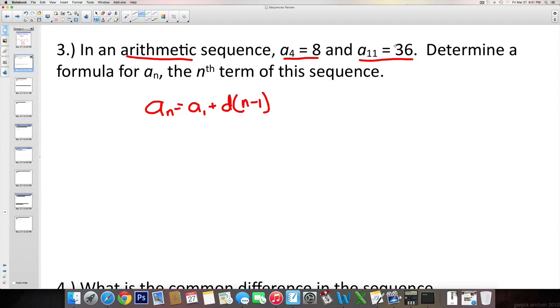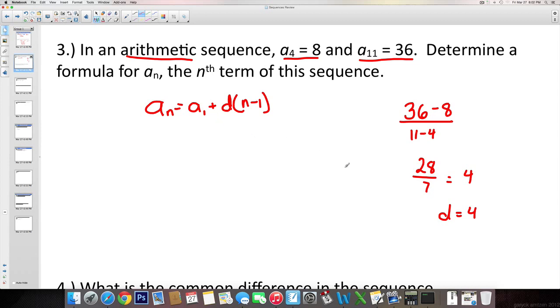So instead, that's where we could subtract the 11th term, which is 36, minus the fourth term, which is 8, and then divide by term number 11 minus term number 4. So this is that little shortcut that we did in class. So we get 28 divided by 7, which is 4. So our common difference is 4.